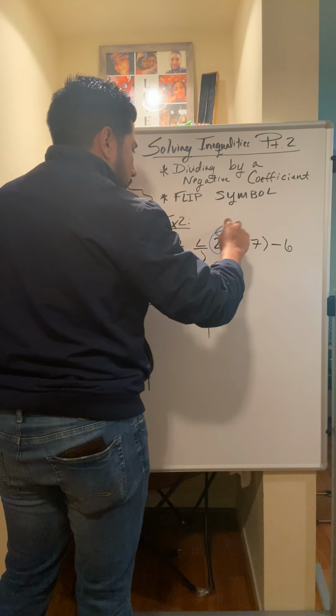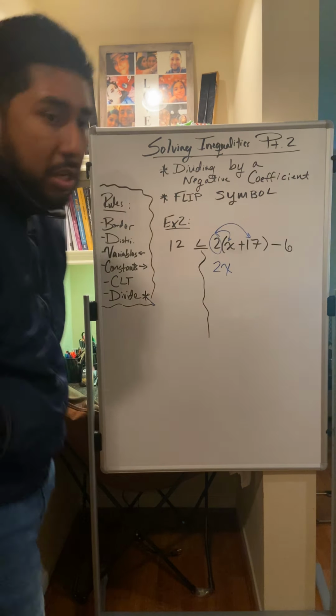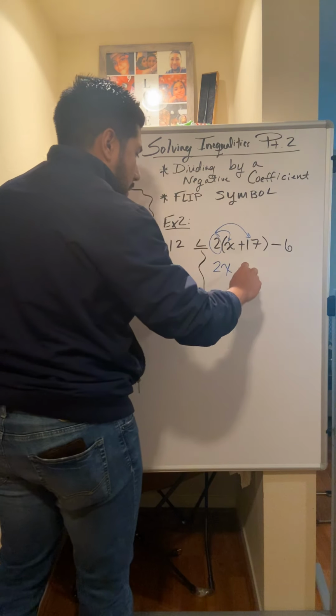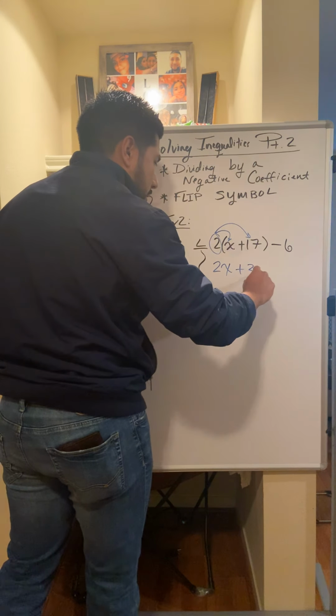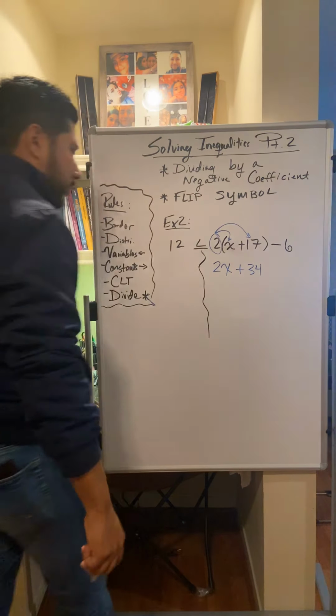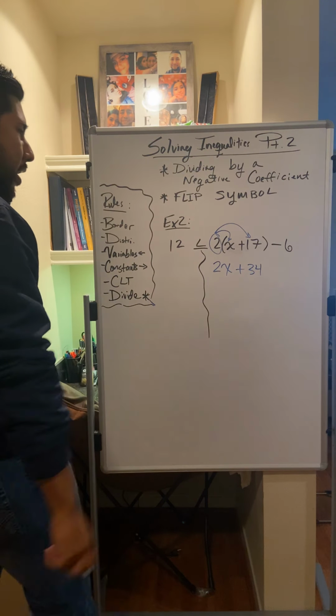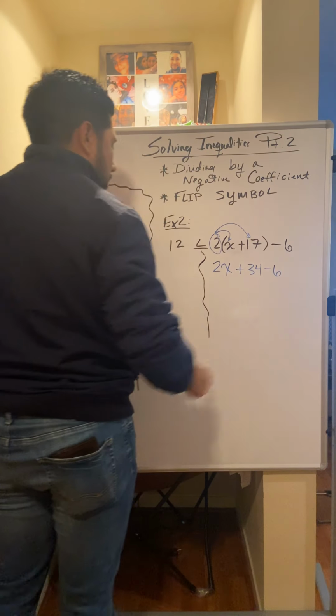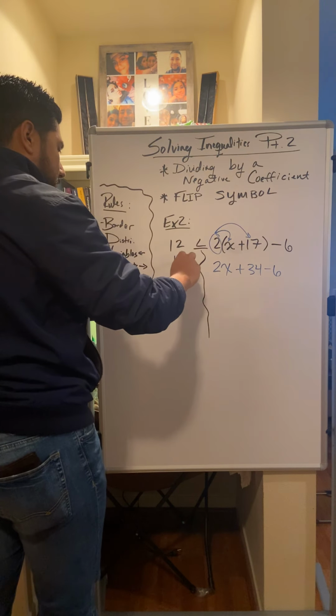Next one. 2 times 17. Calculator. 34. Let's bring everything down that hasn't been touched. Minus 6 comes down. 12 comes down.